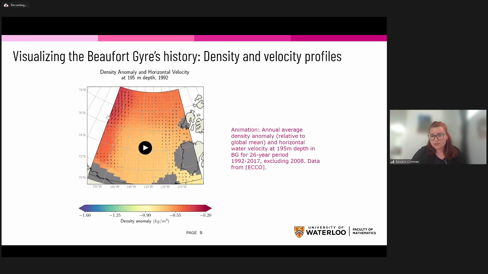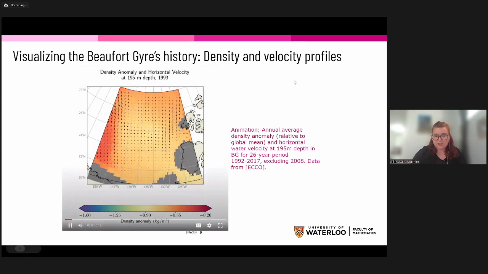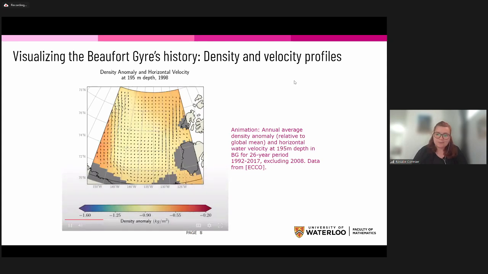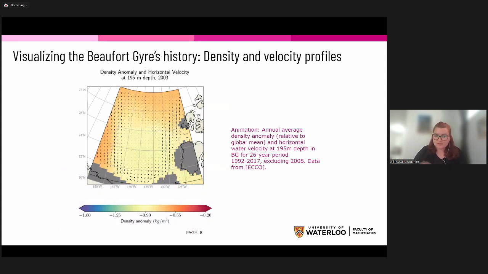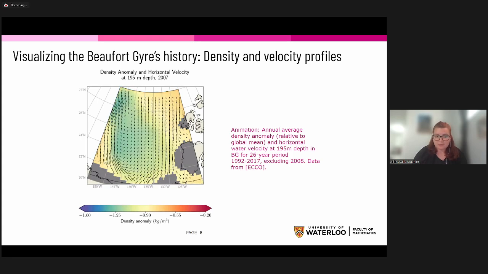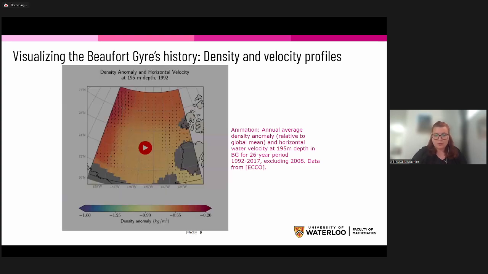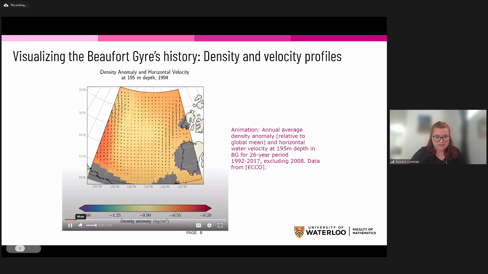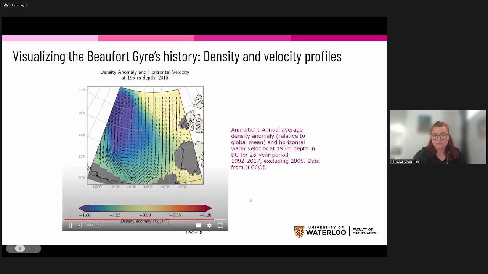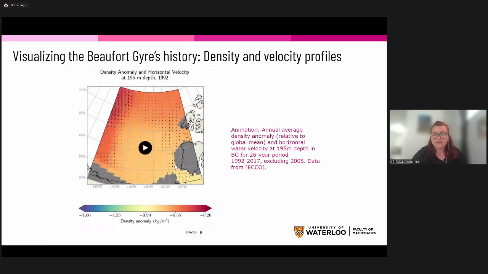So this is an animation of a couple of the fields the ECCO outputs, the density anomaly in color and the horizontal velocity shown as vectors. And this is animated. These are the annual averages animated over the entire 26-year period the ECCO spans. So a couple features I'd like to highlight are, one, the color is changing over this time span. So it starts being near zero and becomes quite negative by the 2010s. This is consistent with Arctic observations. This corresponds to general freshening of the water and potentially also warming of the water.